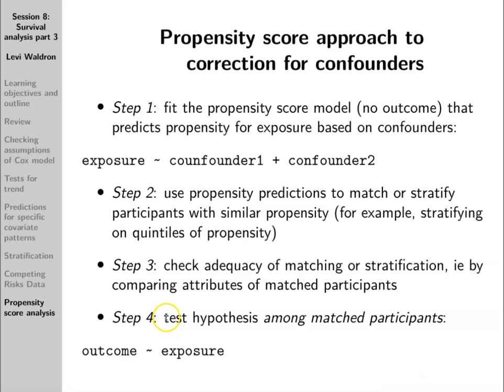And then step 4 is to test your hypothesis about the relationship between outcome and exposure in a simple univariate model like this, but among the matched participants. You can do this in a simple model now because you're directly comparing people who were approximately equally probable to have been exposed as predicted by our hypothesized confounders.